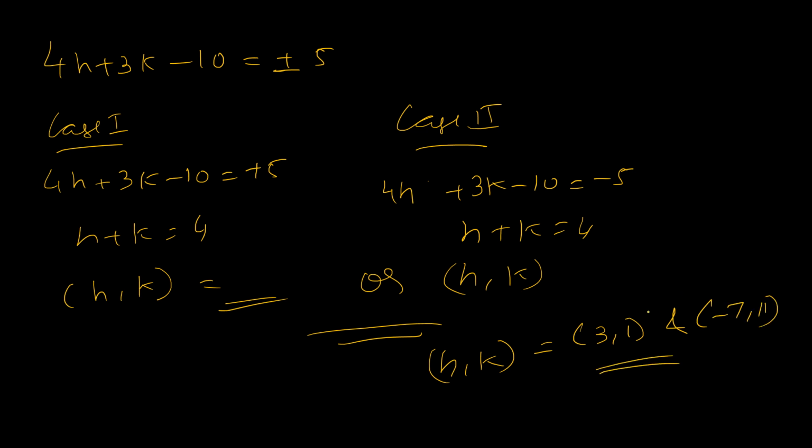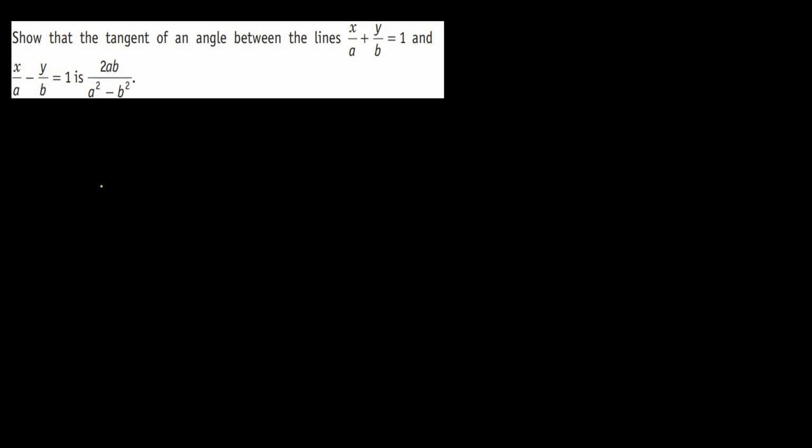Okay, let us go to the next question. Show that the tangent of an angle between the lines x by a plus y by b equal to 1 and x by a minus y by b equal to 1. Tangent of an angle means we have to find tan theta. Since it is a show-that question, in exams you have to find tan theta. First of all, we have x by a plus y by b equal to 1.